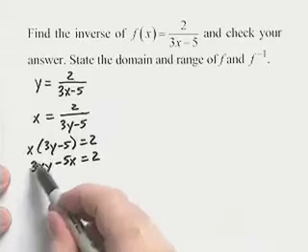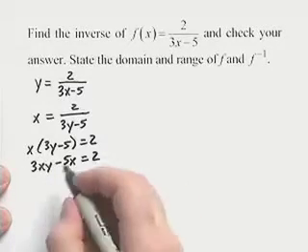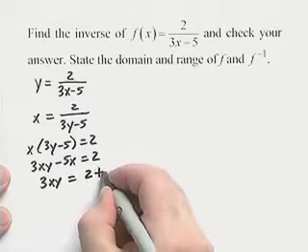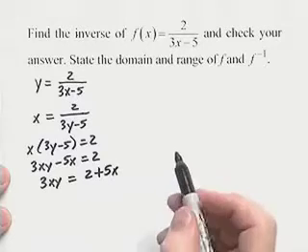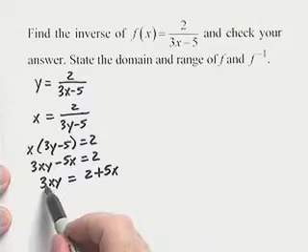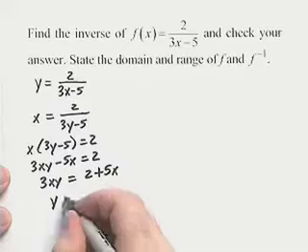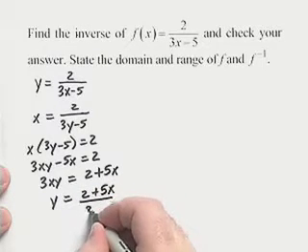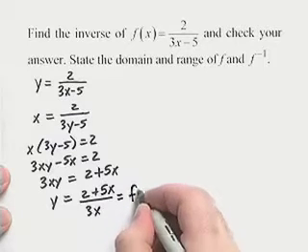We want to isolate the term involving the y, so we'll add 5x to both sides. 3xy is equal to 2 plus 5x. We want to get the y by itself, so we're going to divide both sides by 3x. And so y is equal to 2 plus 5x divided by 3x. And that's our inverse.